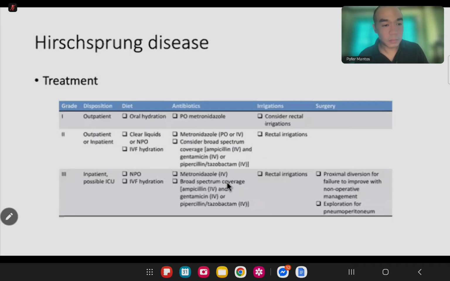Okay. And for those na very severe ilang HAEC, we do a proximal diversion. So primary pull-through is not yet immediately done for these patients. So usually do colostomy lang, and then await for the inflammation to heal after several months. And once completely healed na siya, then the operation may be done.